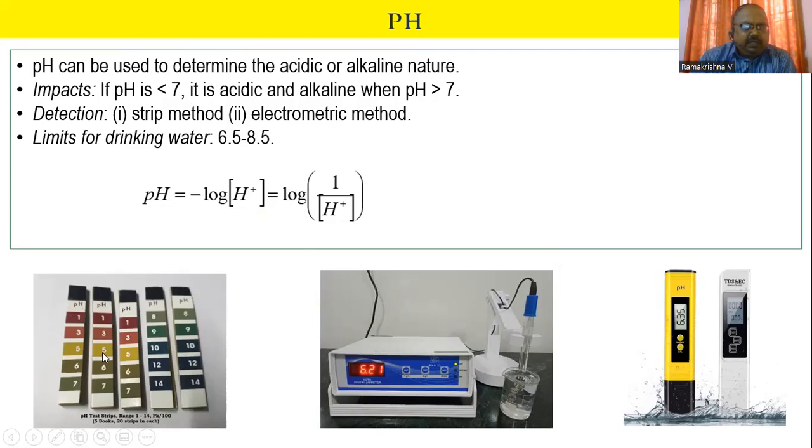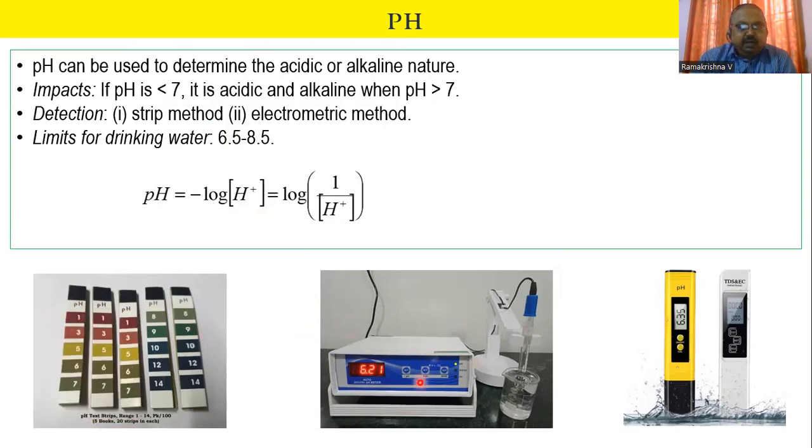So you can see here the pH value is detected using a number of strips. The strip is taken and then dipped in that water. The change of color is compared with these colors here. Accordingly, the pH is noted.